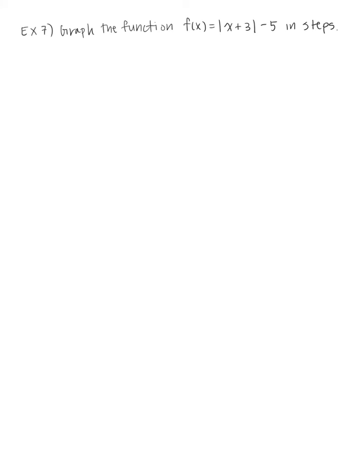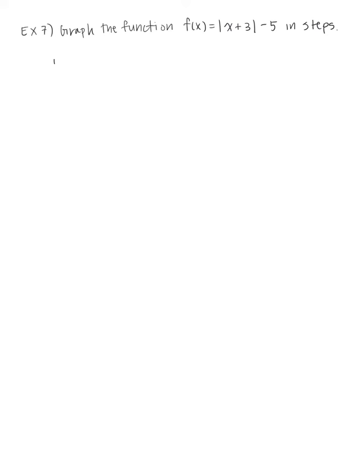All right, example 7, let's play a completely different game than example 6. So example 7, graph the function f of x equals absolute value of x plus 3 minus 5 in steps. So first, what we need to do is come up with a basic function. Then we're going to do our shifting, stretching, or whatever we need to do in order for us to get absolute value of x plus 3 minus 5.